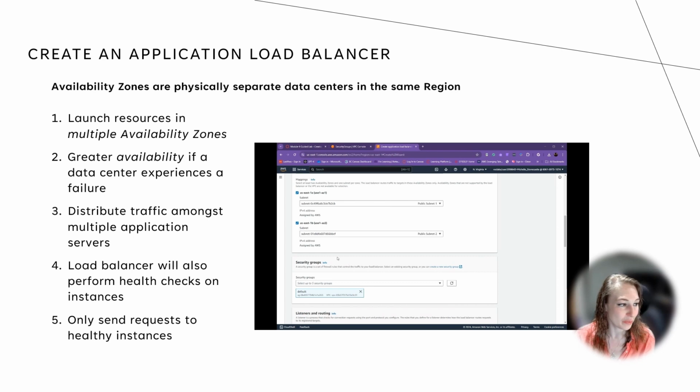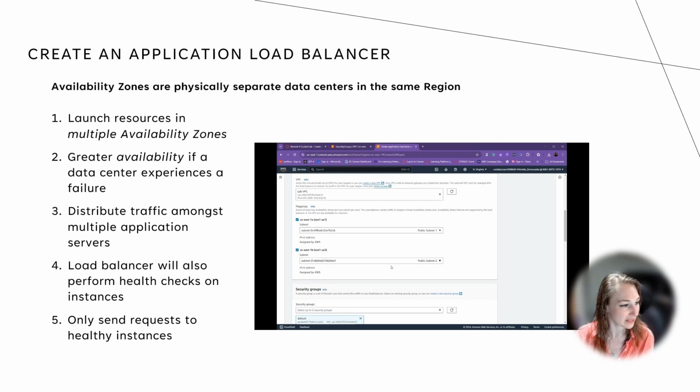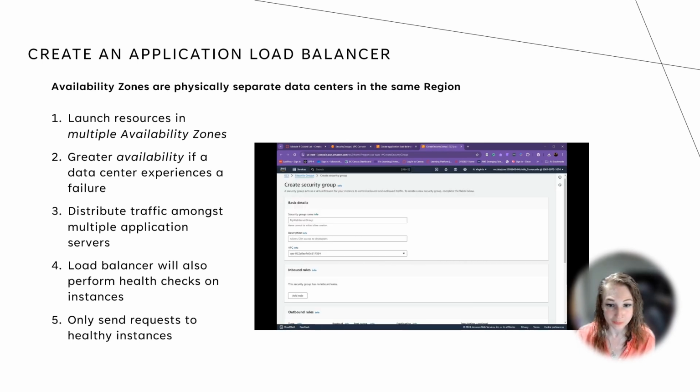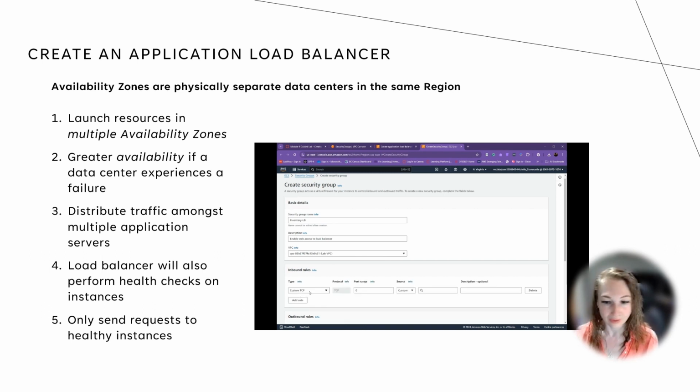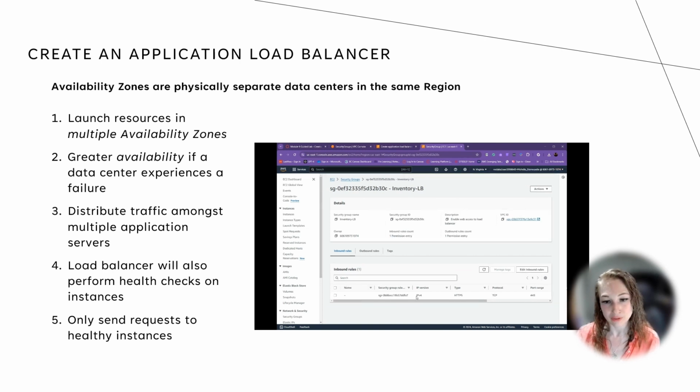Here we're building the security groups. We've got our subnets selected. We're going to actually have to create a new security group. Going over the basic details, giving it a name and a description. We're creating the inbound rule for HTTPS for anywhere IPv4. So, the security group is successfully created. Now we're going to go back over to the load balancing.